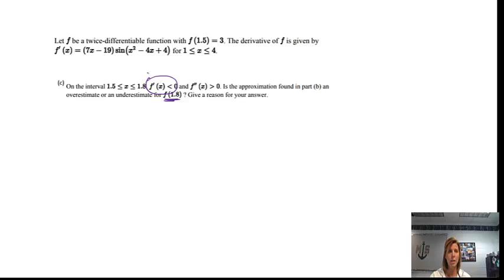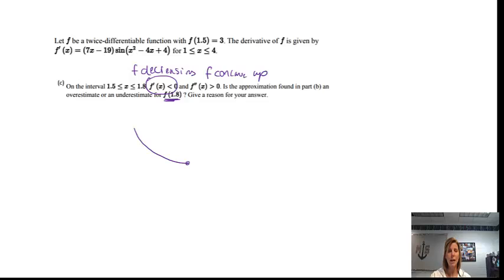That means the function is decreasing. F is decreasing. When f double prime is greater than 0, that means that f is concave up. So if I'm just going to draw a little section of the graph, I know from 1.5 to 1.8, the function is decreasing and concave up. So it's going to look something like that. 1.8 would be right at the end of it.